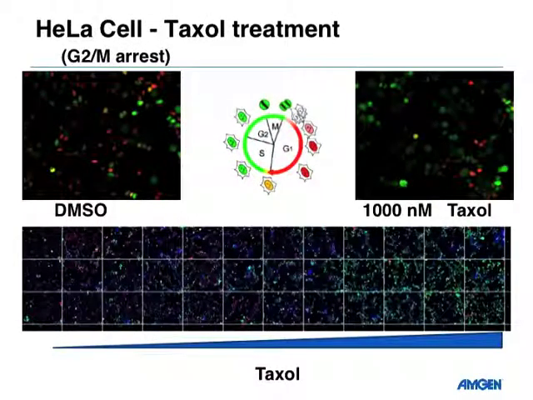Here you see the DMSO control, and you see a fairly nice combination of cells. Most of them are in the G1 phase. Then as we have increasing concentrations of Taxol, this is a montage of increasing Taxol concentration, and you can see that the cells become more green.